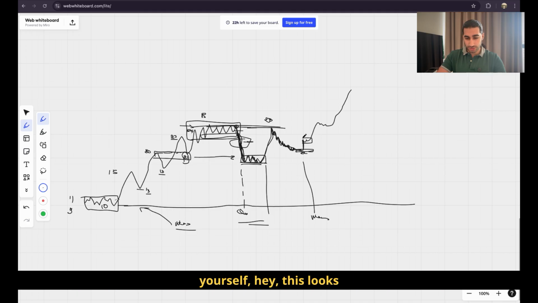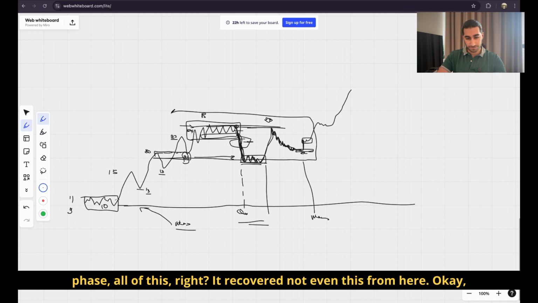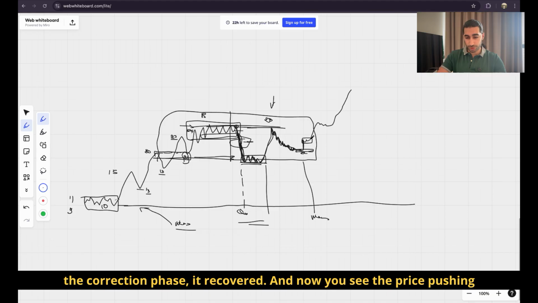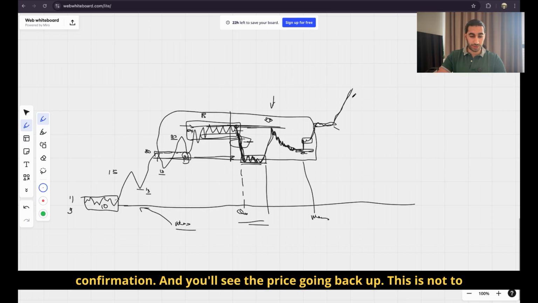Then you can tell yourself, hey, this looks like the price will start going back up because it recovered, it corrected. So this was a correction phase, all of this, right? It recovered, not even this from here, okay? This. So this was a correction phase. It recovered, and now you see the price pushing to the upside, breaching that level without reacting to it anymore, just hovering around. That is your confirmation, and you'll see the price going back up.